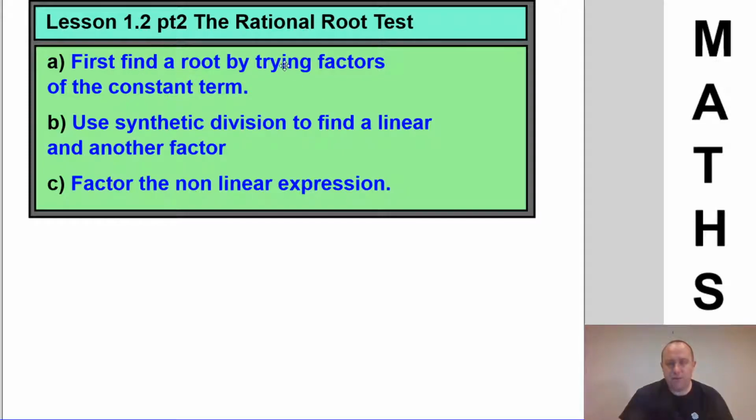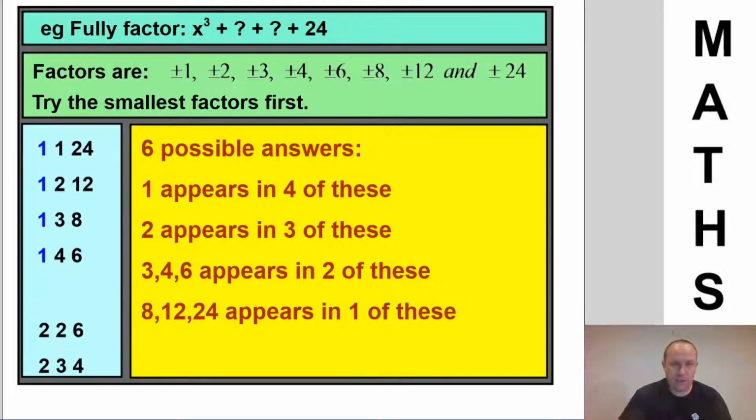So first you should find a root by trying factors of the constant term. So that's going to be just the last term by itself, just the number. Then use synthetic division to find a linear factor. You can use long division if you wish, but with it being linear, synthetic would be the easiest method. And then you're going to factor the nonlinear expression. If it's a cubic equation that you start with, you'll be factoring a quadratic. If it's a quartic equation, you'll have a cubic, and you'll actually need to repeat this process for a second time, and then you can factor the quadratic. You can also use this method for solving equations as well, depending on the wording of the question.